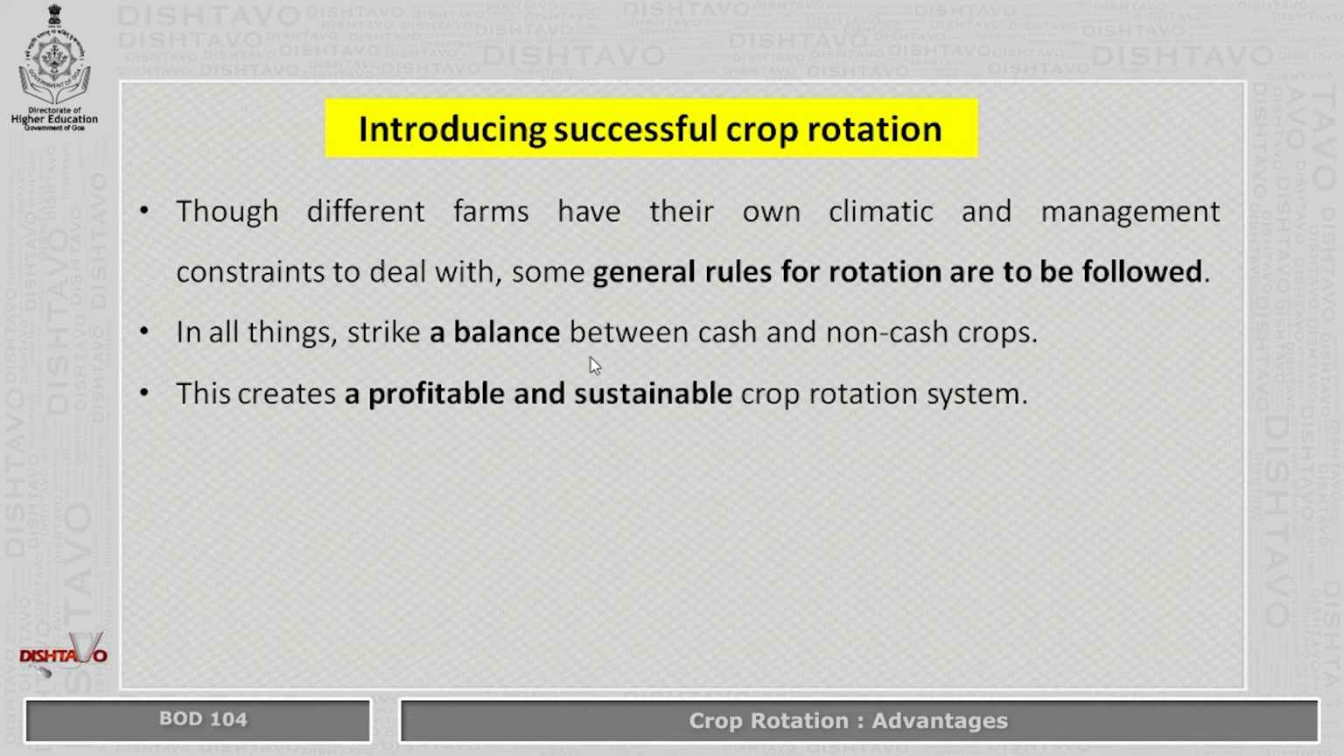Now, when you are introducing successful crop rotation, though different farms have their own climatic and management constraints to deal with, some general rules are to be followed. In all things, strike a balance between cash and non-cash crops if you are looking from a business point of view. This creates a profitable and sustainable crop rotation system.